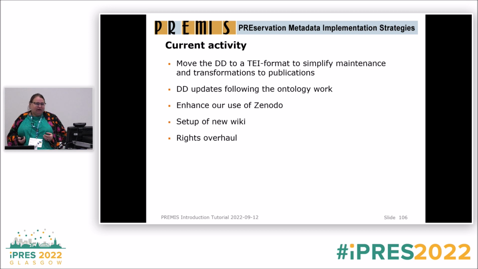What we are currently doing is moving the data dictionary from being a Word document into a TEI format, to make it easier to maintain and also make it possible to transform to other publication versions. It takes its time, but it's starting to look decent, I would say. We will update the data dictionary following the work that has happened with the ontology. Small things that we see need clarification, not really big changes, but more explanations are needed.